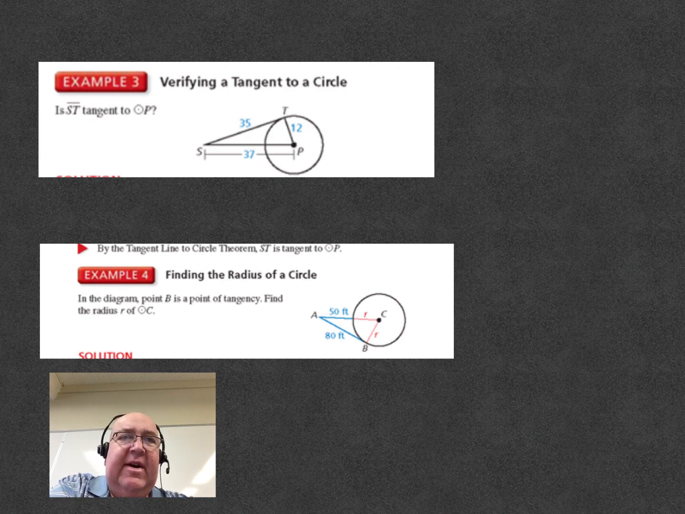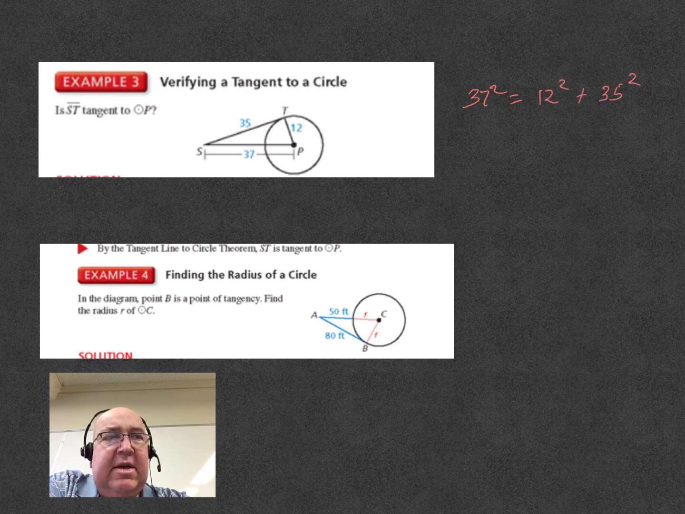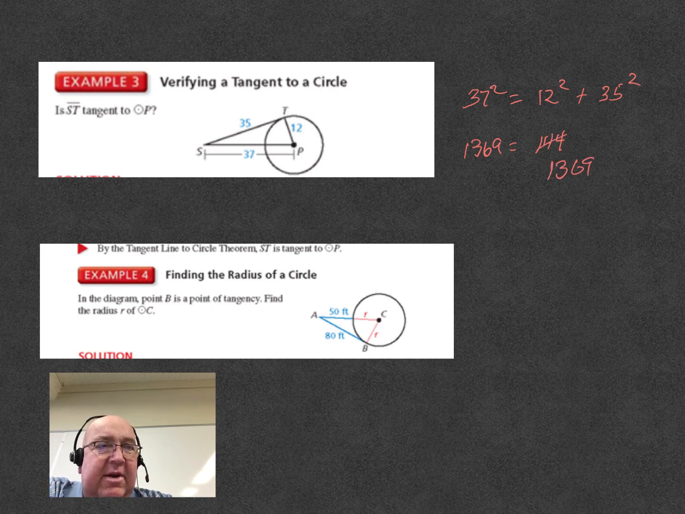We want to verify if this is a tangent, so we want to see if 37 squared is equal to 12 squared plus 35 squared. 37 squared is 1,369. 12 squared is 144. And whatever 35 squared is, it's going to be 1369. So they do equal each other.